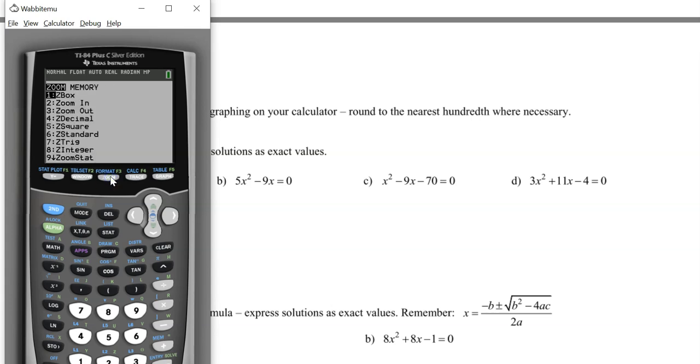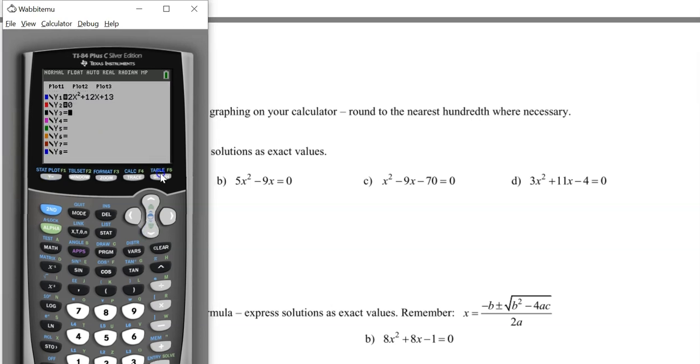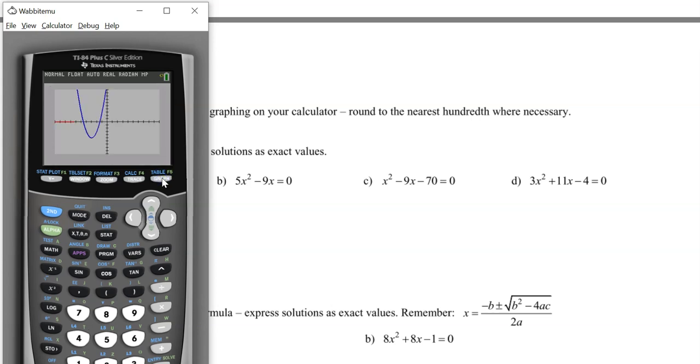Let's just go zoom standard. So we want to find the x values such that y is 0. That's these points. The way I like to do it is, I also go to y equals, go down to y2 and set that equal to 0. On the color calculator, you're going to see that red line. On a black and white calculator, you won't see that line. It's just going to be drawn over the axis. But it's there, so I have 2 lines.